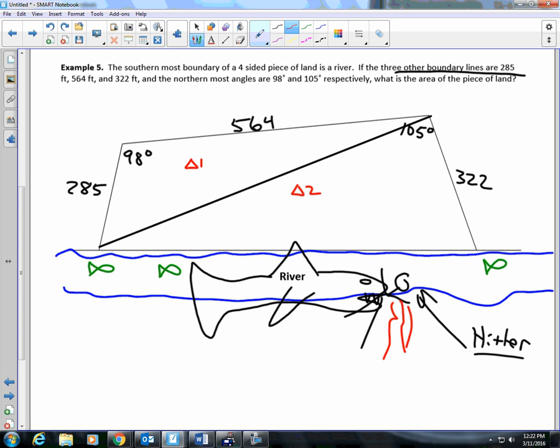All right, so we got triangle 1, triangle 2. Can I find the area of triangle 1? Yes, I can. Side angle side. If you just simply take 1/2 times both sides times the sine of the included angle, right? That's our formula. All right, that was easy. 1/2 times 564 times 285 times the sine of 98 degrees.